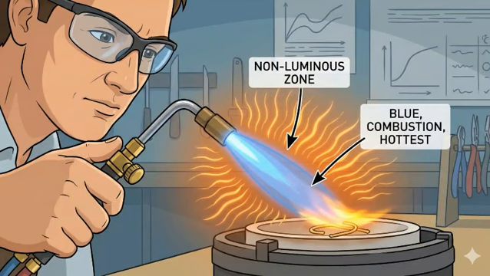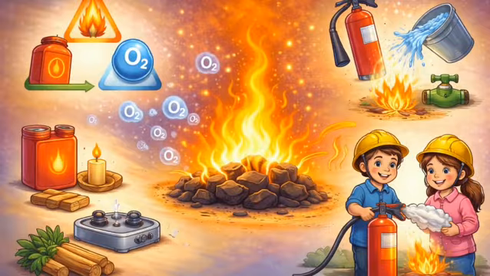So children, what we learnt today, let's quickly revise. Combustion is burning in the presence of oxygen. Fire needs fuel, heat and oxygen. Different fuels burn in different ways. Fire can be controlled by removing heat, fuel or oxygen. Understanding combustion helps us use fire safely and wisely.